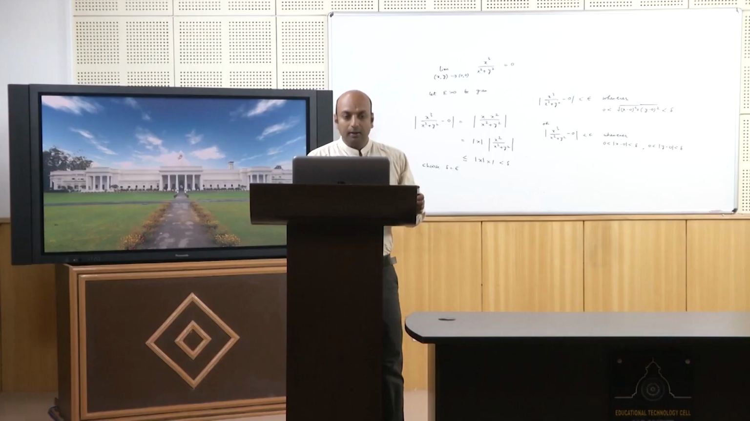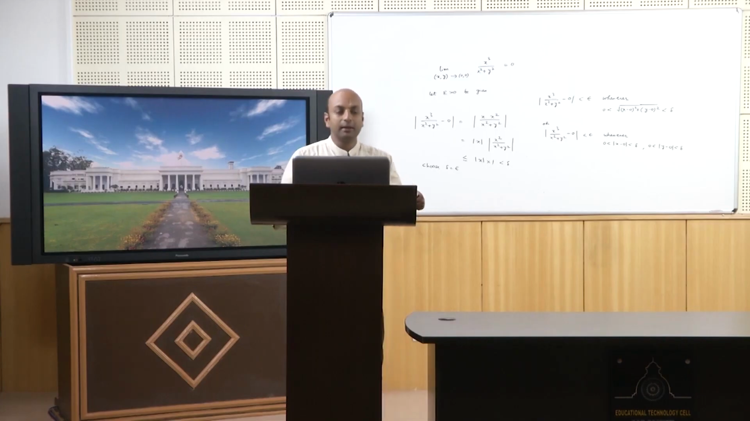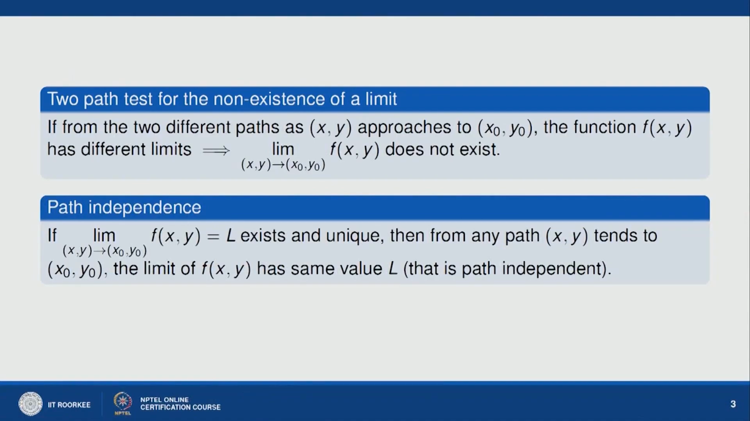Another property of limits is the two path test for the non-existence of a limit. If from two different paths as xy approaches x naught y naught, the function f of xy has different limits, then this implies the limit does not exist. So what does it mean? Let us see.